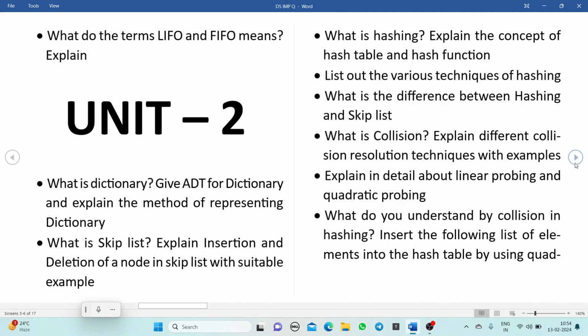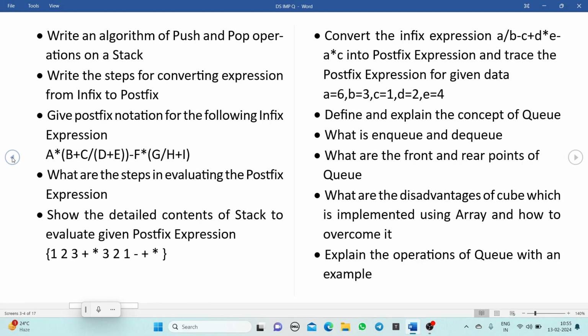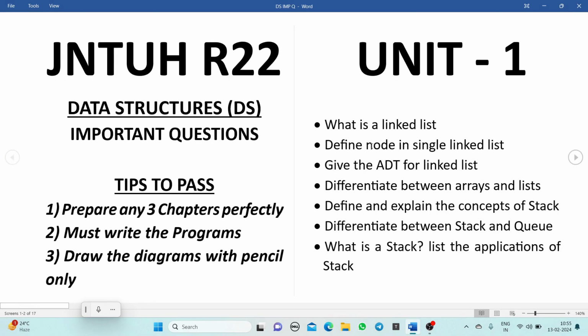What do the terms LIFO and FIFO mean? Explain. LIFO we use in the stack and FIFO in the queue concept. So you just have to describe the stacks and queues. So these are the important questions from unit 1. Prepare these questions. The important topics are stack, queue, and the linear list.